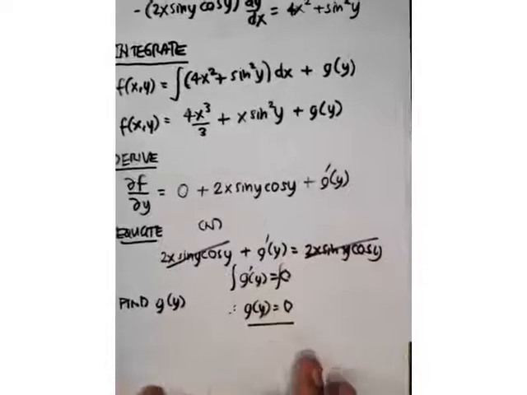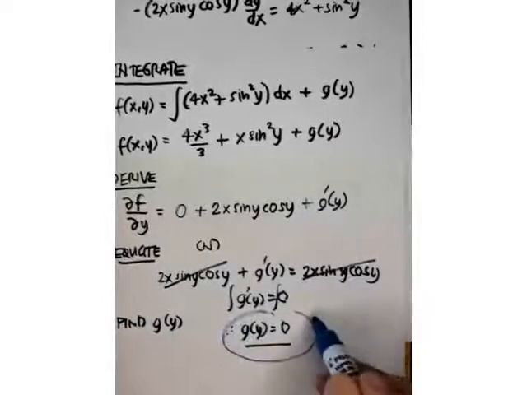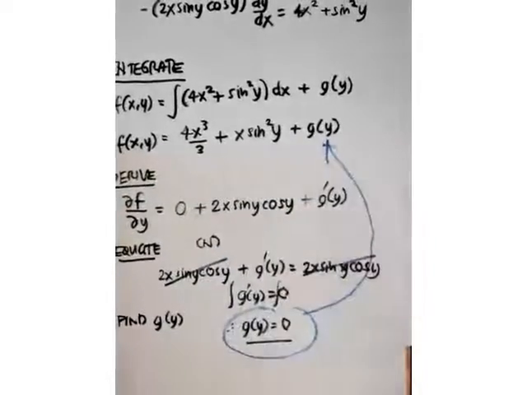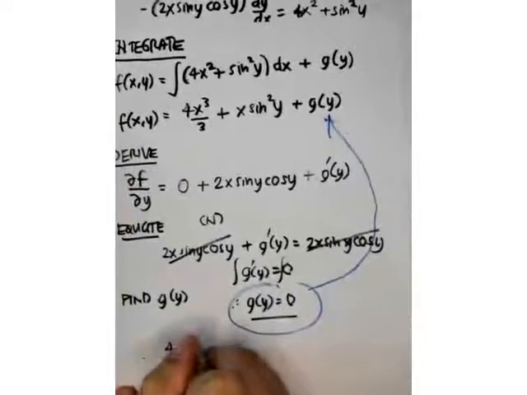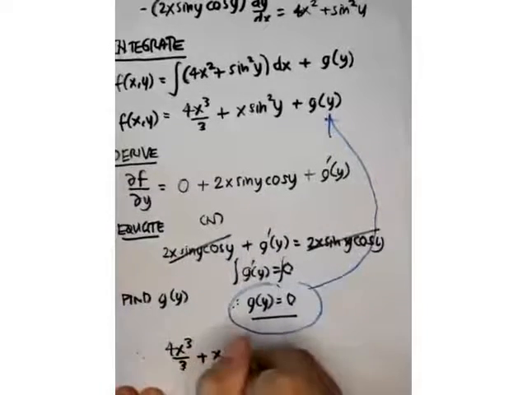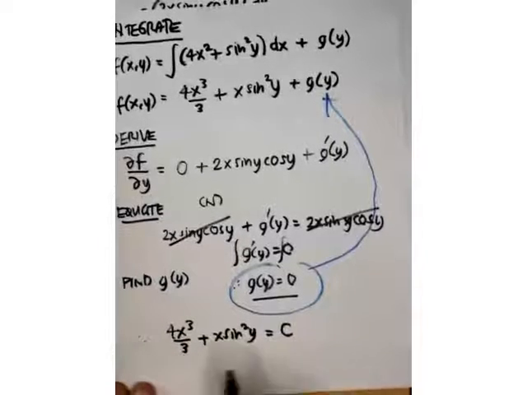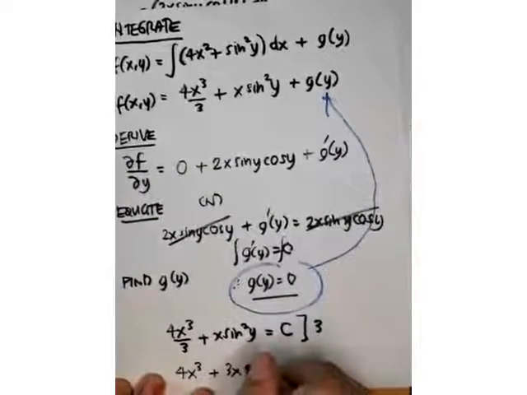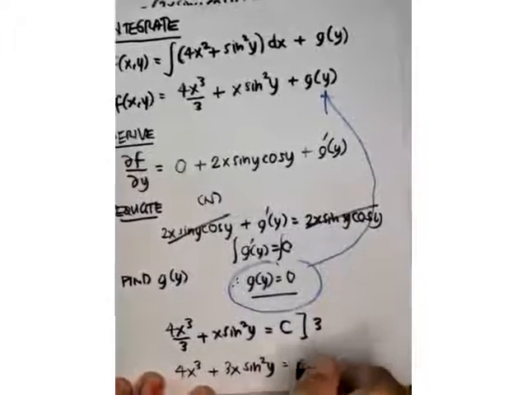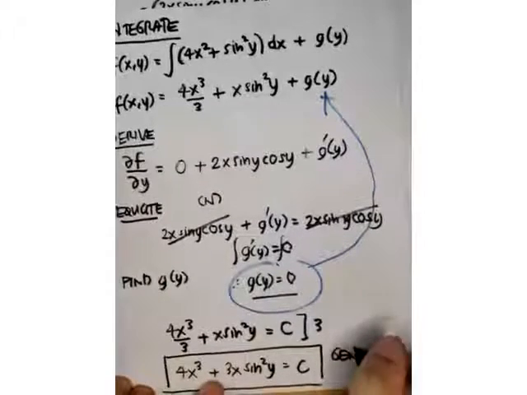Ayan. Okay? Pag nakuha na natin yan, so that means we will substitute this to our f of x dito. And then just equate it to 0. So therefore, our general solution is 4x cubed over 3 plus x sine squared y is equal to c. Okay, to eliminate that one, so let's multiply the whole equation by 3. So 4x cubed plus 3x sine squared y is equal to c. Ayan. So this is our general solution.